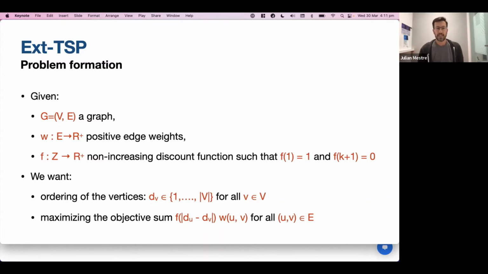And then we have this discount function f, which takes values from 1 to 0, and at 1 it is 1, and at values greater than k it is 0. And in between, I need to interpolate in some non-increasing way. And why do we use this function here? The idea is the following.